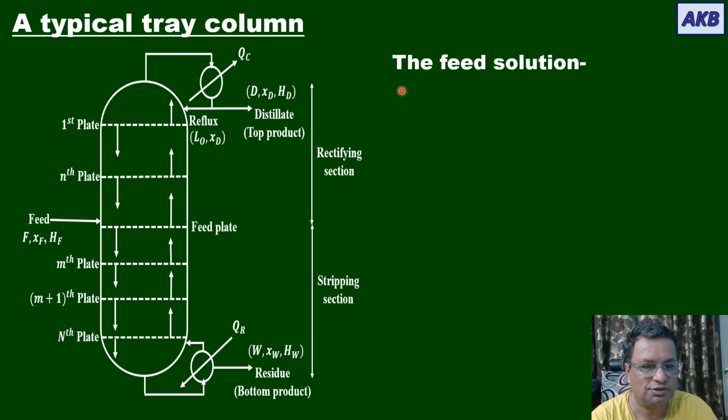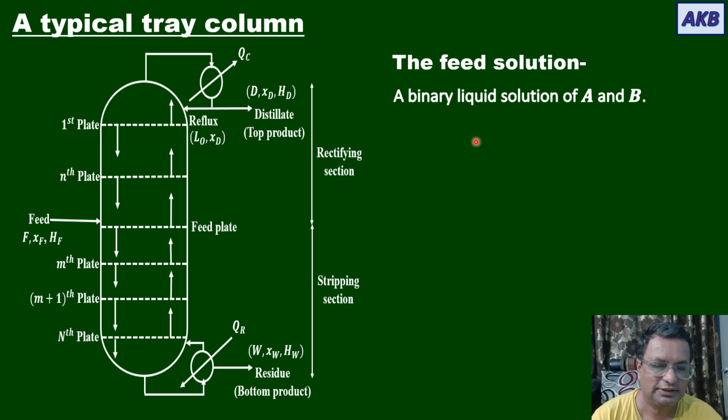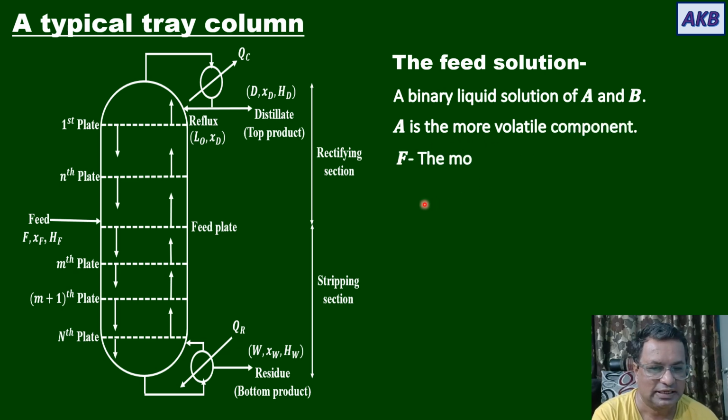Now let us know about the feed solution. The feed solution in this case is a binary liquid solution. There are two components, component A and B. Out of A and B, A is the more volatile component. F is the molar flow rate, moles per unit time. It may be kilomoles per second, kilomoles per hour, and so on. F is the molar flow rate.